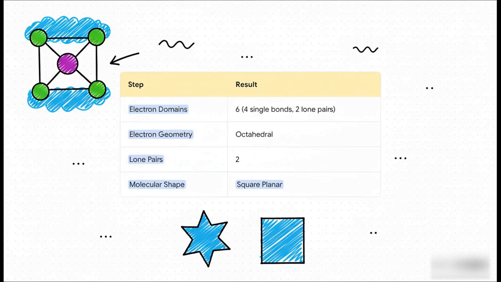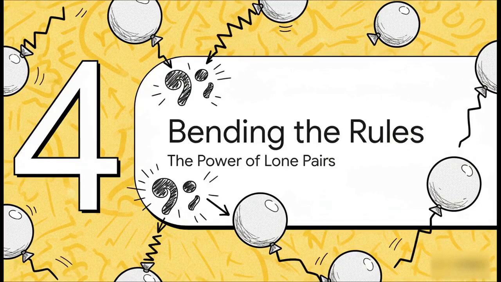Okay, last example, the tetrachloroiodate ion. Central iodine has 4 single bonds and 2 lone pairs. That gives us a total of 6 electron domains. The electron geometry for 6 domains is called octahedral. Now, to minimize that powerful repulsion between them, the 2 lone pairs will go on opposite sides of the central atom, as far apart as possible. So when we make those lone pairs disappear, the 4 chlorine atoms are left sitting in a perfectly flat, square planar shape.